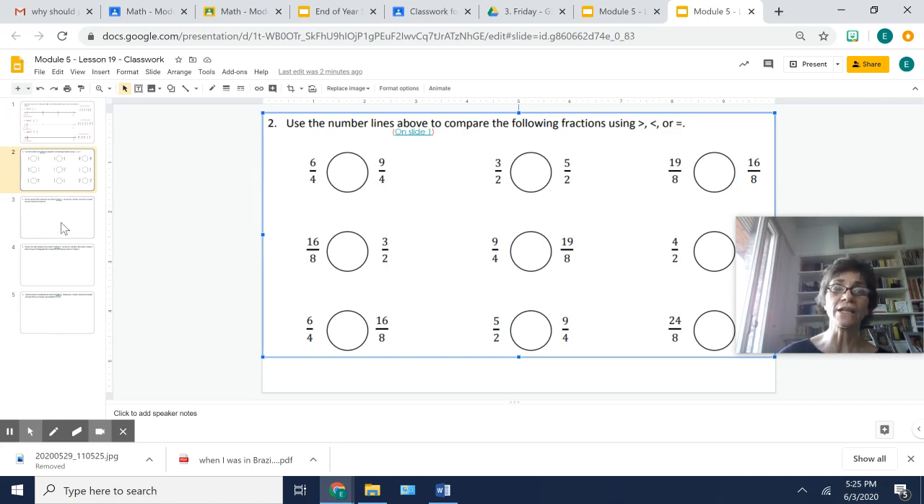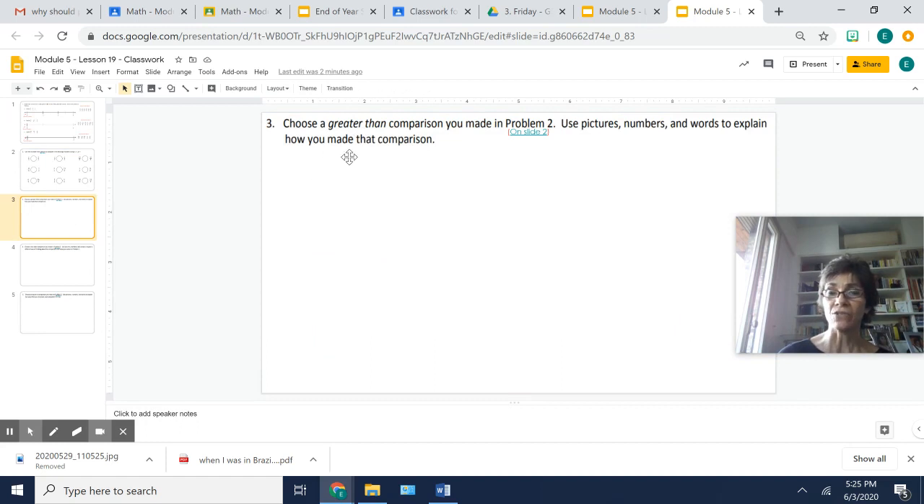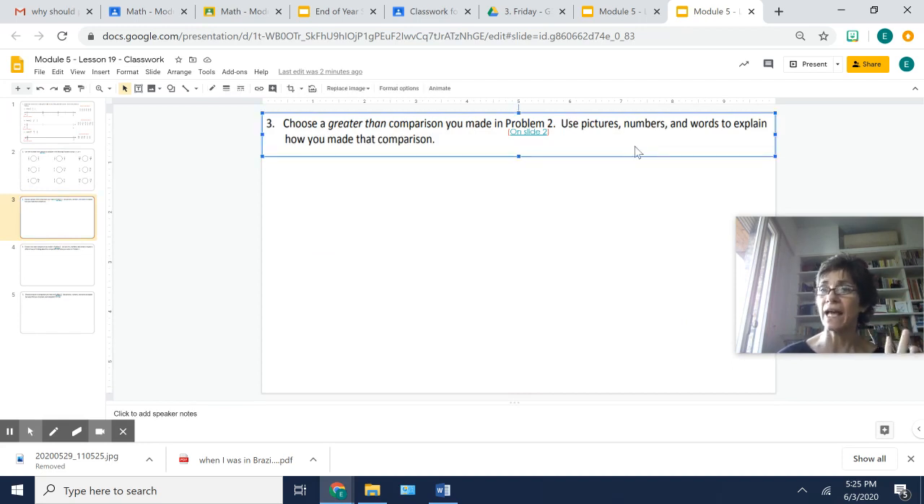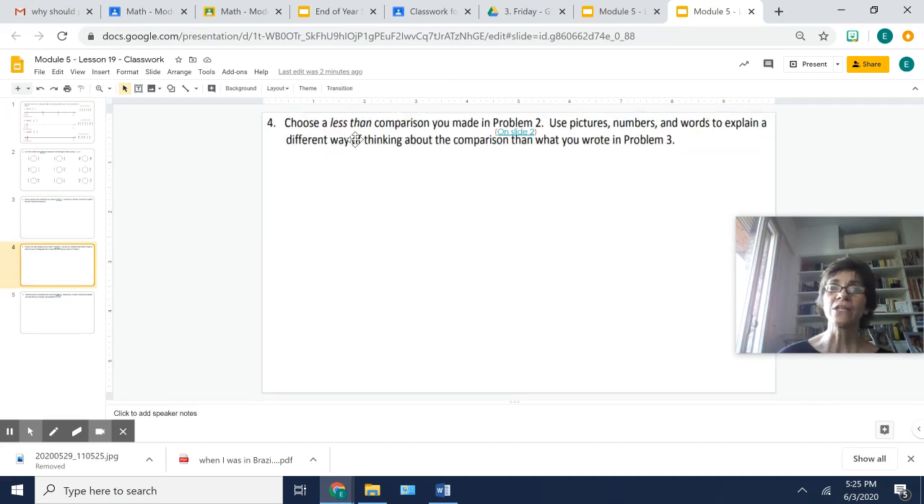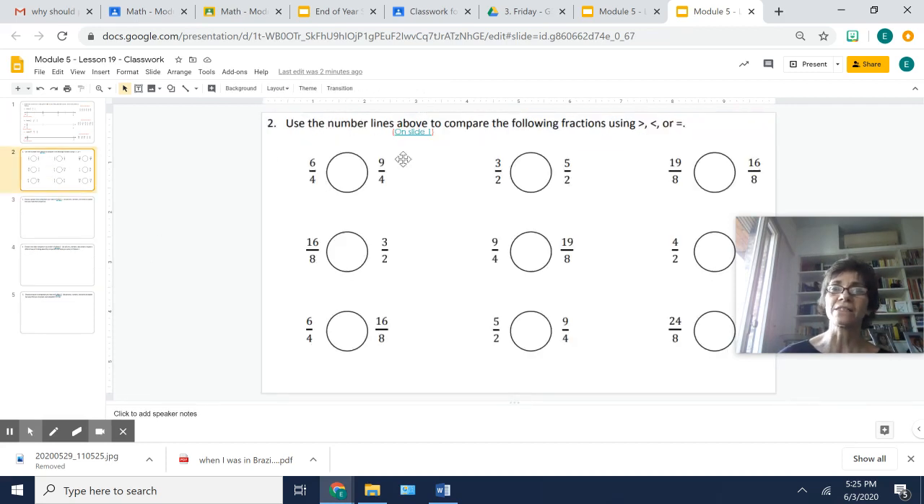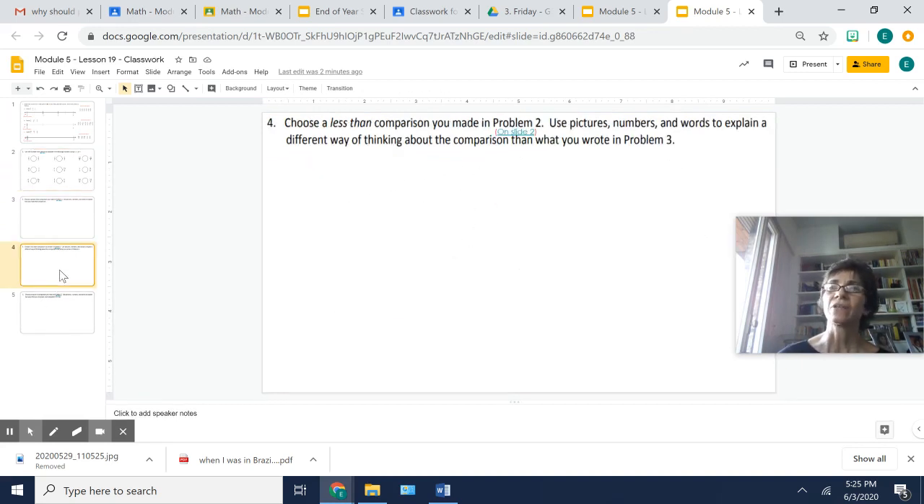You're going to choose one greater than comparison that you made here, write it here, and use pictures, numbers, and words to explain how you made that comparison. On the next slide, you're going to choose a less than comparison. So you're going to go back and see where's a less than comparison that I made. I'm going to write it down here, and you're going to use pictures, numbers, and words to explain a different way of thinking about the comparison than what you wrote in problem 3, which is probably this one. Okay, so explain it in a different way.